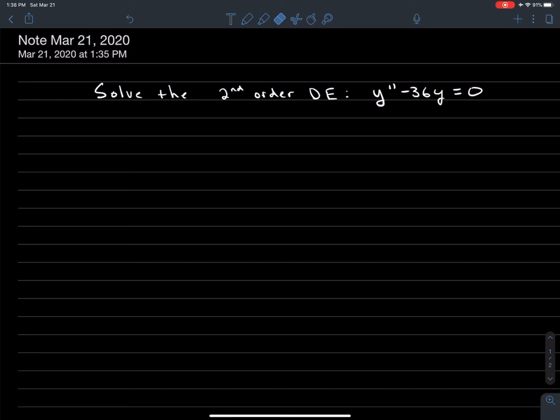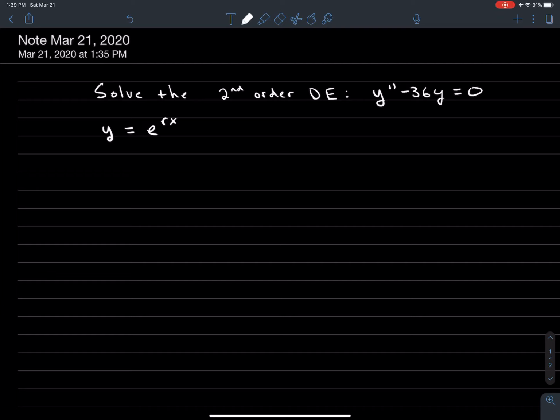Okay, we're going to solve the second order differential equation y double prime minus 36y equals 0. So to do this, since these are constant coefficients, 1 and negative 36, we can use the substitution y equals e to the rx. If you're using a different book than me, that r could be a lambda or it could be an m. Different books use different letters for that r.